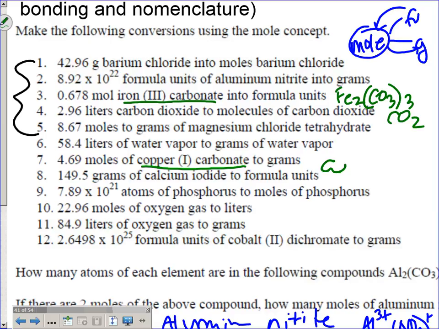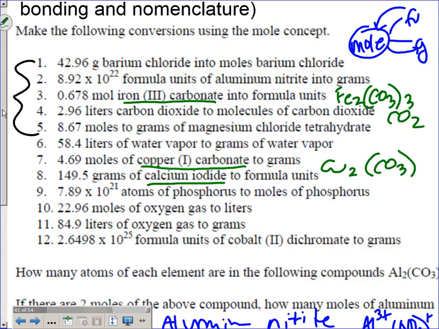Cu. 1, right? Okay. Cu2, CO3. Where's that 2 coming from? The carbonate.